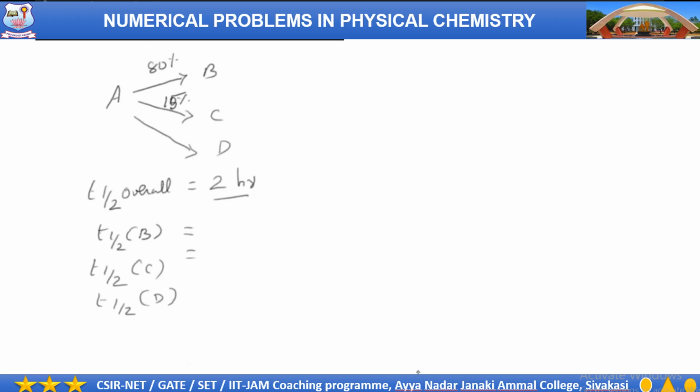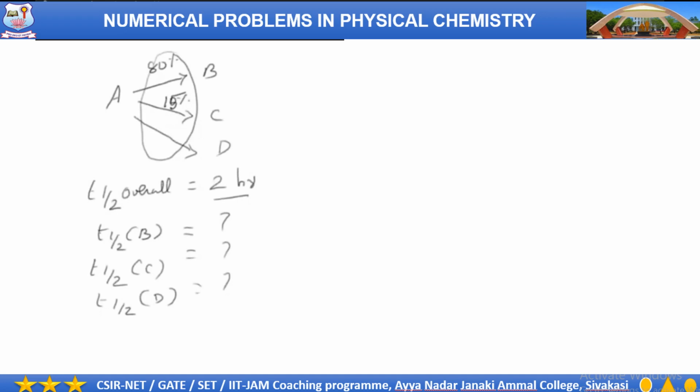Is it possible to calculate or not? It is very easy, you can calculate. The T half of the overall is given as 2 hours. Here, the fractions of the modes of the reactions are given. K values are not given.